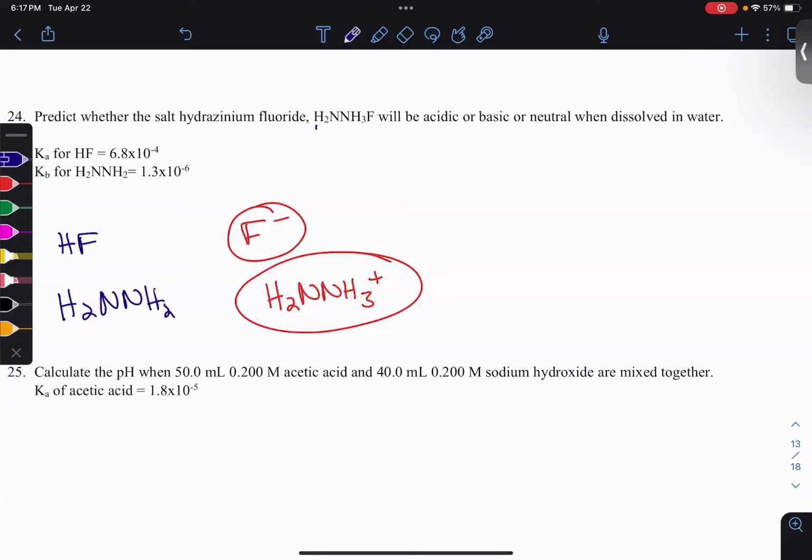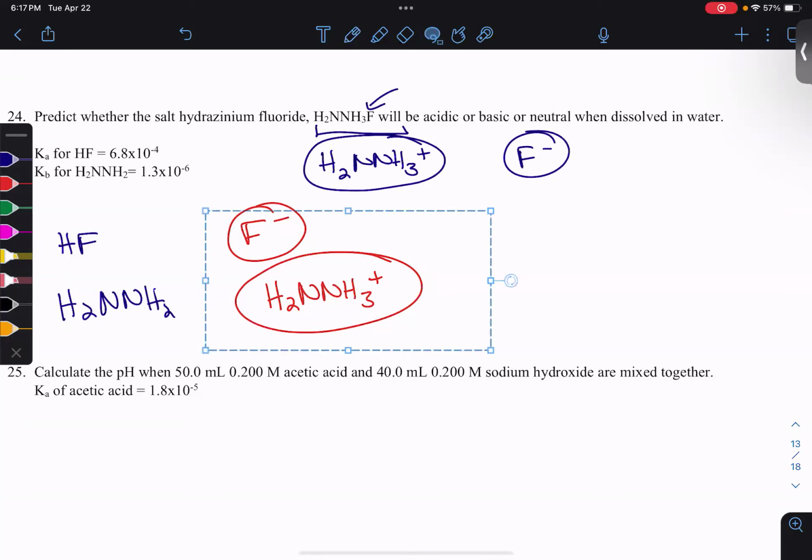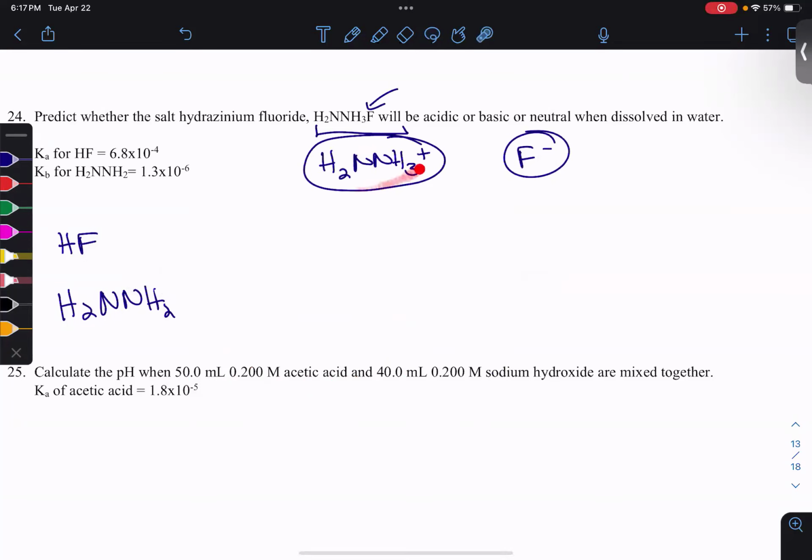So when I look at this salt, we need to think about what the components of this salt are. This salt is composed of H2NNH3 plus and F minus. Both of these things are in solution. You just told me this thing is an acid, and F minus is a base. Oh, so do they just cancel out and this thing's neutral? Not necessarily. We actually have to look at the Kas and Kbs. We need to figure out which one's stronger.